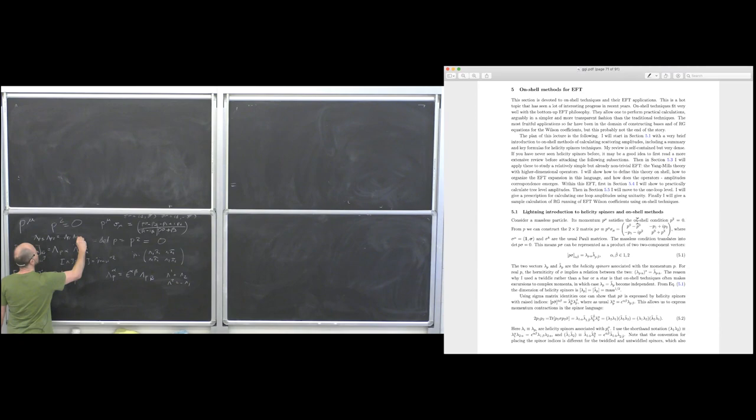Now when we have two different spinors, we can make contractions, and these will be Lorentz invariant quantities. So for example, let's say we have lambda 1.